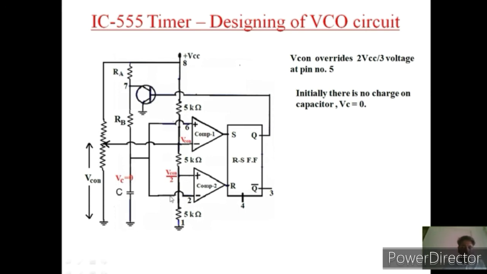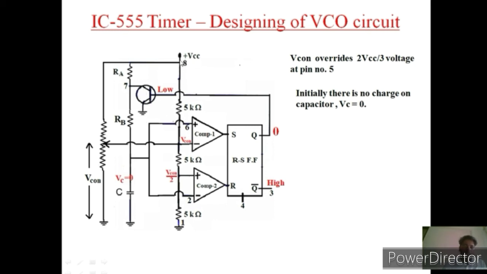When the circuit is connected in the beginning, there is no charge on the capacitor, so Vc is 0. We also assume that when the power is just switched on, Q is 0. So when Q is 0, base of the transistor is low. As base of the transistor is low, base emitter is not forward biased. So since it is not forward biased, it is as good as if it is disconnected, it is cut off.